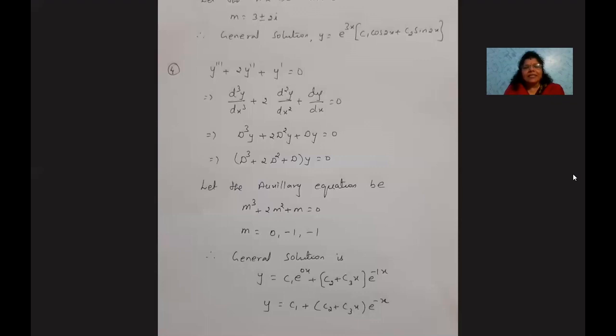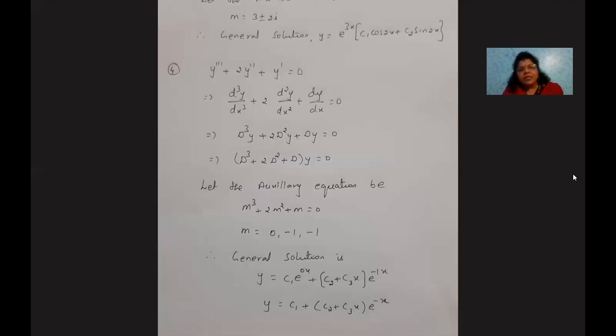Again, let me replace d cube by dx cube as capital D cube, d by dx as capital D. We will obtain the equation D cube y plus 2D square y plus Dy is equal to 0. That is, by taking y common outside, D cube plus 2D square plus D is equal to 0. What is the auxiliary equation for this equation? By replacing D as m and by neglecting y, we'll obtain a cubic degree equation m cube plus 2m square plus m is equal to 0.